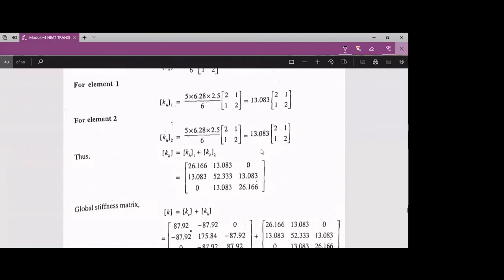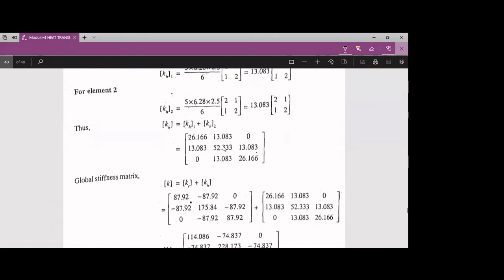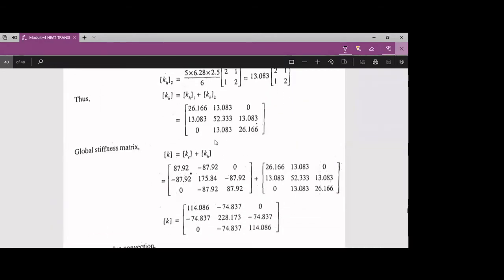Below this only you have to write; don't start here. Below this, the coefficient values will start here. 13.083, and this value into 2 gives 26.16, and there is no coefficient existing here, so we keep it as 0. This is how we get the global stiffness matrix due to convection.